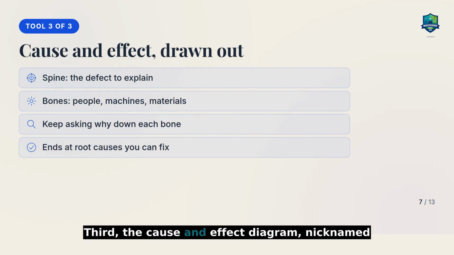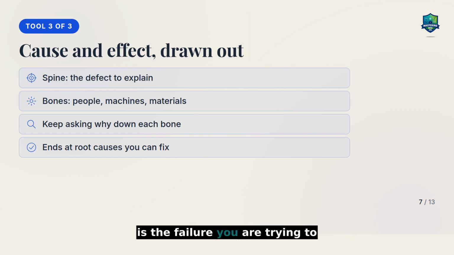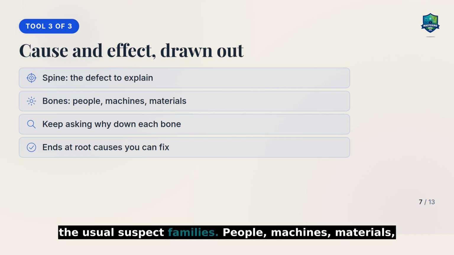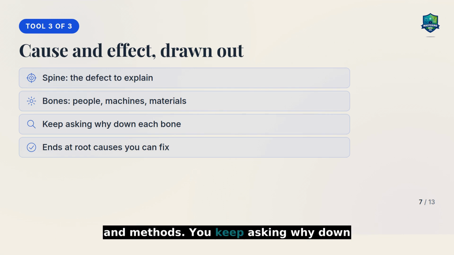Third, the cause and effect diagram, nicknamed the Fishbone. The spine is the failure you're trying to explain, usually the tallest Pareto bar. The big bones are the usual suspect families: people, machines, materials, and methods. You keep asking why down each bone until you reach a root cause specific enough to act on. Together, the 3 tools form a pipeline. Detect with control charts, prioritize with Pareto, diagnose with the Fishbone.